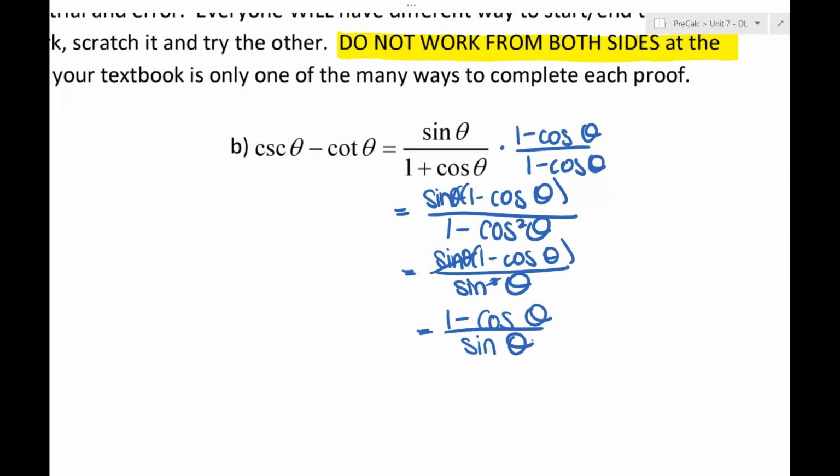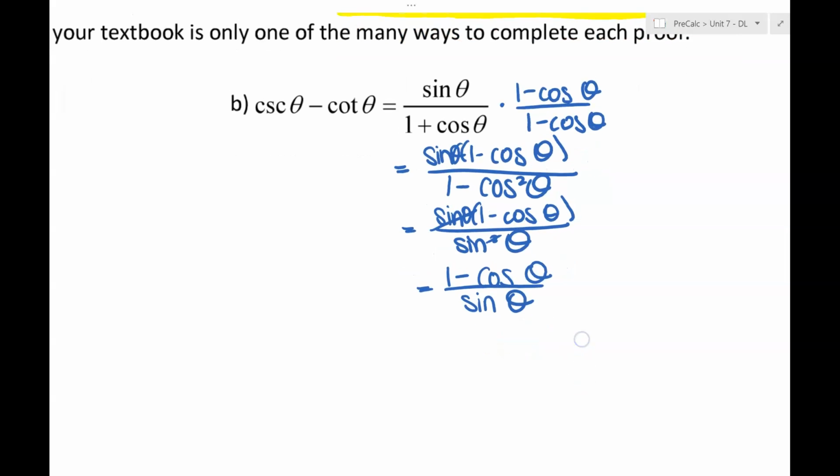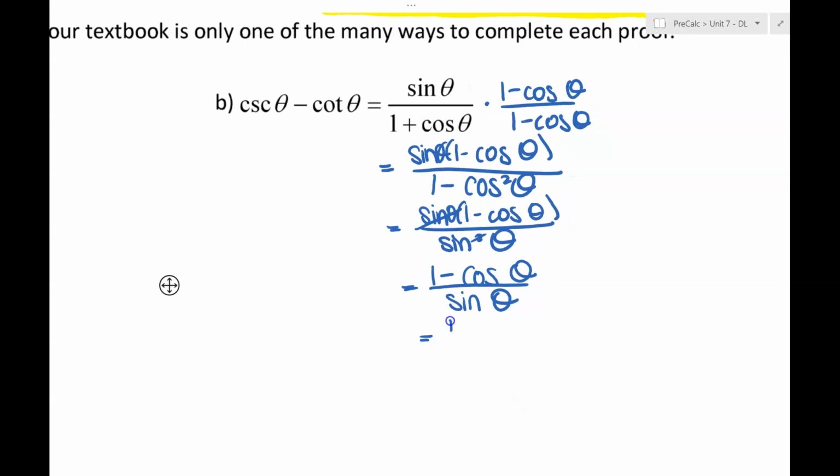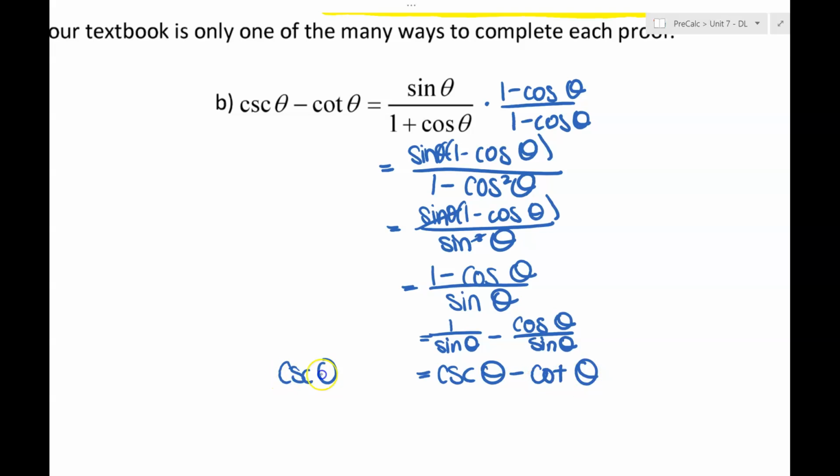Okay, here's where we have to stop and really think about where we're going. I'm trying to get two terms being subtracted. So let's do that. 1 over sine theta, sorry, minus cosine theta over sine theta. 1 over sine theta is cosecant theta, there it is, minus cotangent of theta. Always think about where you're going. Okay, we might have gotten stuck here, but remember, I need two terms that are being subtracted.